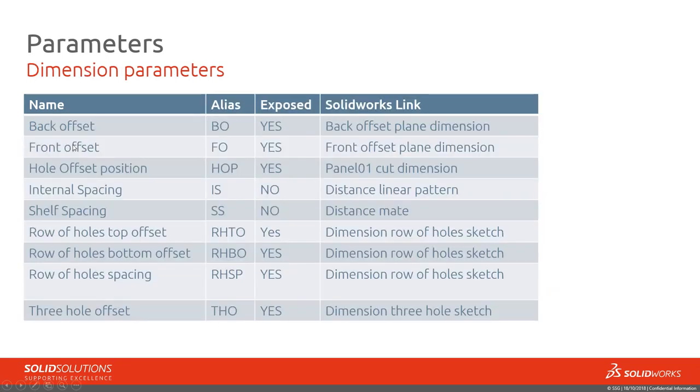We then look at the dimension ones. Now there's several options for this one. I won't go through each one in turn, but if you'd like to take a moment to pause and have a look at the various options that we've got set up. These are controlling various things like the front and the back offset of those planes that we created right at the beginning, along with the internal spacing and the shelf spacing.